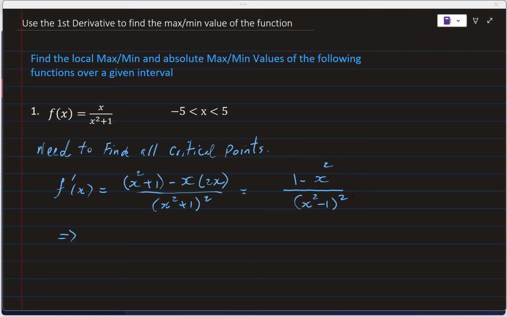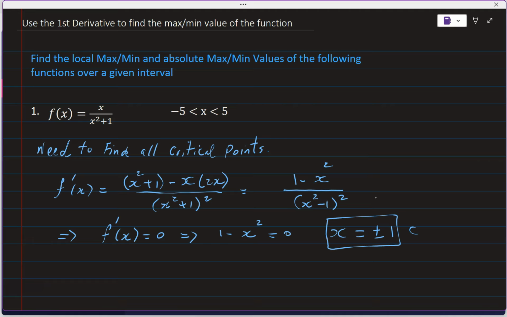So for the critical points, you have to set f prime of x equal to 0. That means you set the numerator equal to 0, and that means x equals plus or minus 1. Okay, now you've got yourself the two critical points, CPs, critical points. Now let's analyze what is happening.